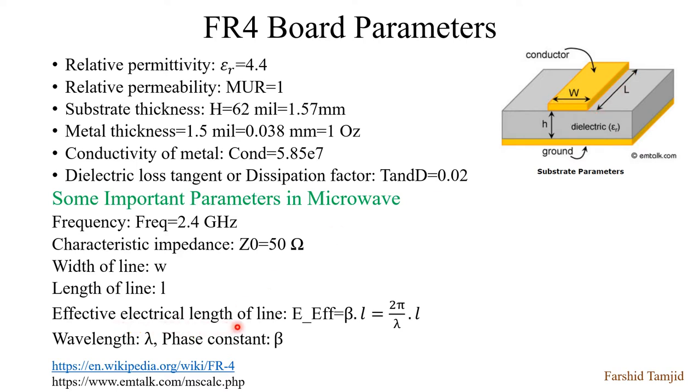The effective electrical length of the line, or the phase difference that a line is generating, is beta L. What is beta? Beta is the phase constant. L is the physical length of the line, this length. So if you multiply beta by L, you calculate the effective electrical length, where beta is basically 2 pi over lambda, and lambda is the wavelength, basically the effective wavelength if you have a dielectric where epsilon r is not epsilon 0.